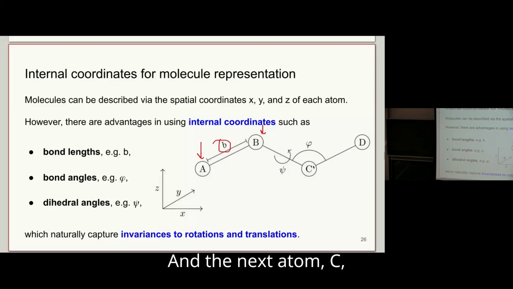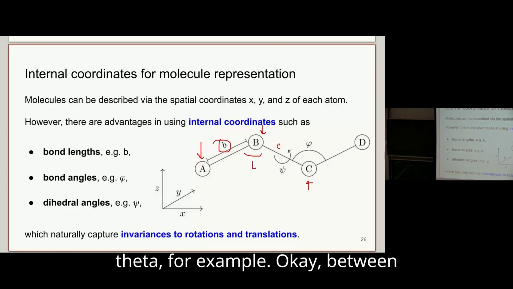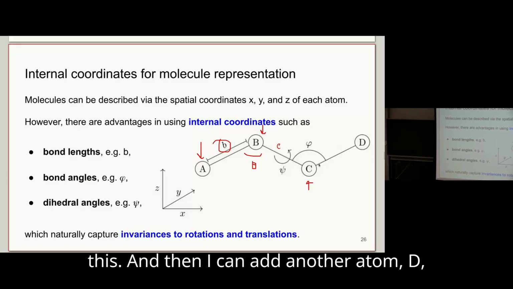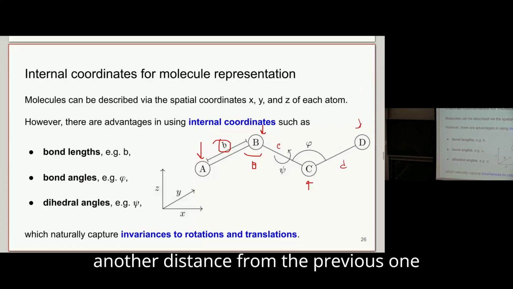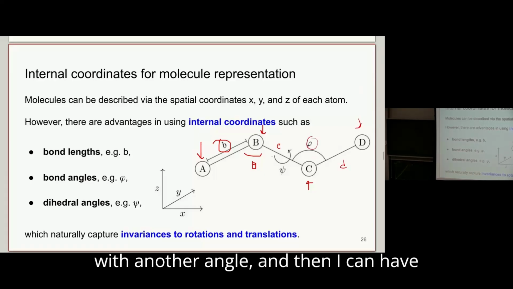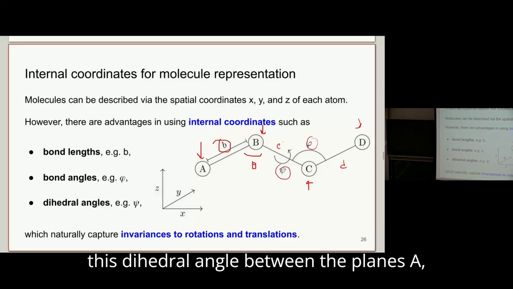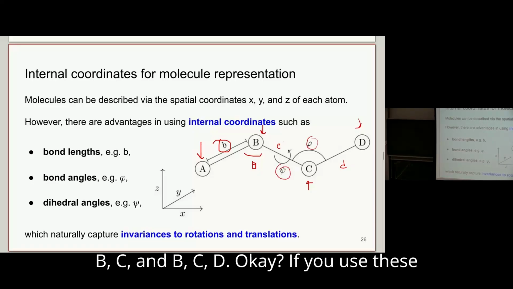And the next atom, C, is going to be another distance, C, from B. And there is going to be an angle, let's call this theta, for example, between these. And then I can add another atom, D, another distance from the previous one with another angle, and then I can have this dihedral angle between the planes A, BC, and BCD.